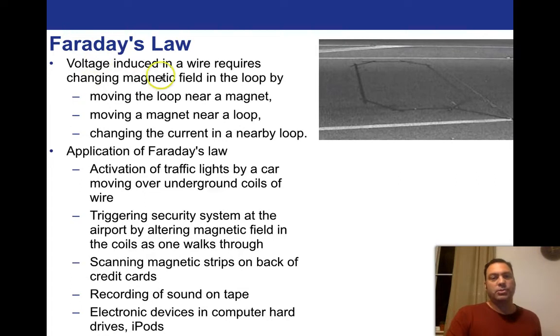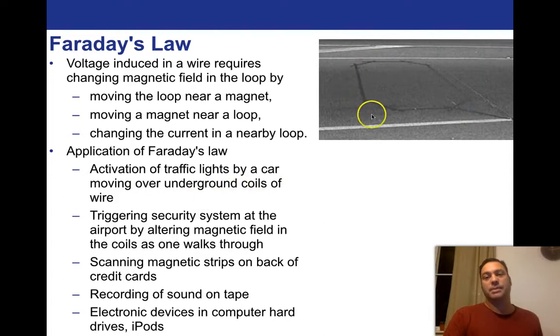So voltage induced in a wire requires a changing magnetic field in the loop by moving the loop near a magnet, moving a magnet near a loop, or changing the current in a nearby loop. This is important. And this is used in activation of traffic lights by cars moving over underground coils of wire.